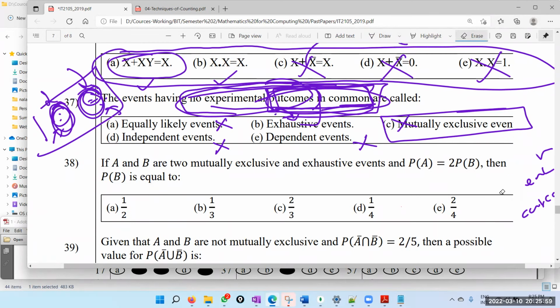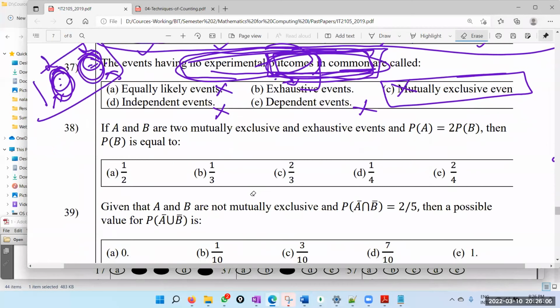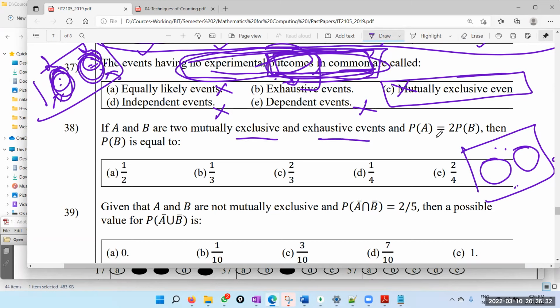Next one, 38. If A and B are two mutually exclusive and exhaustive events, right? Mutually exclusive, that means no common things, right? Exhaustive means everything is covered by these two. Exhaustive means everything is taken up and finished, meaning there is nothing outside. A and B are two mutually exclusive and exhaustive events.